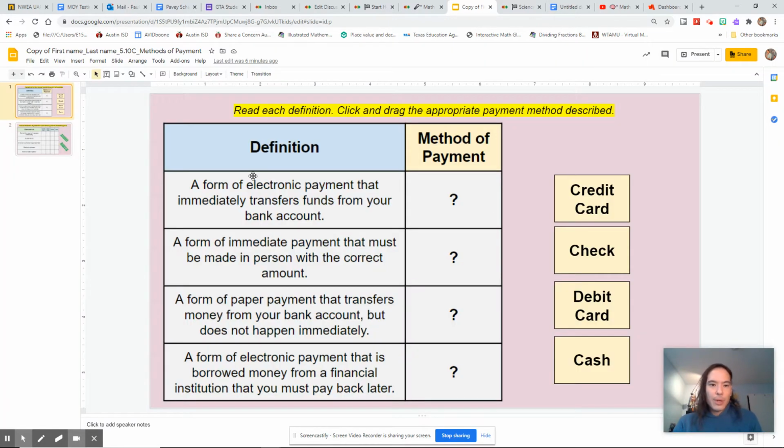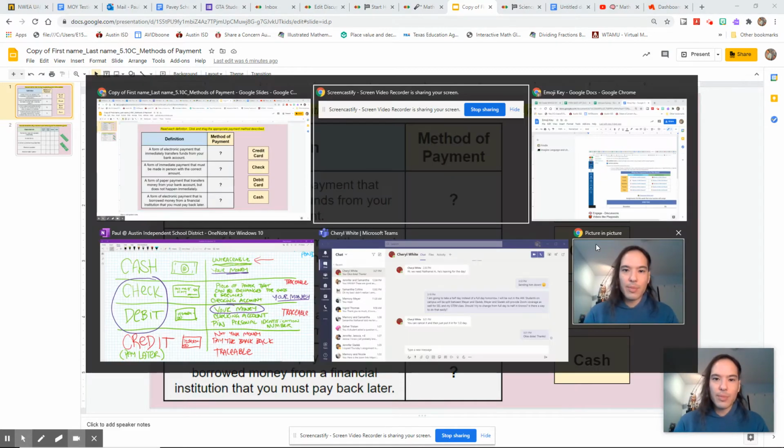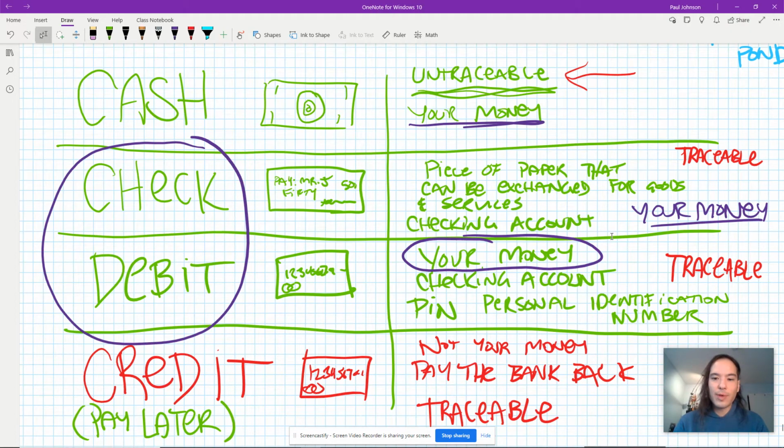All right, so basically, what we're looking at is more categorizing the four types of payment. Our notes from the previous episode will probably be very, very helpful. So if you've written these down, and great job if you have, then get those out because they're very usable.